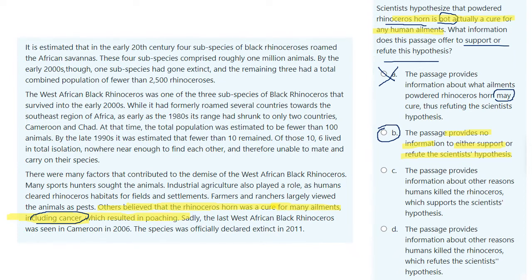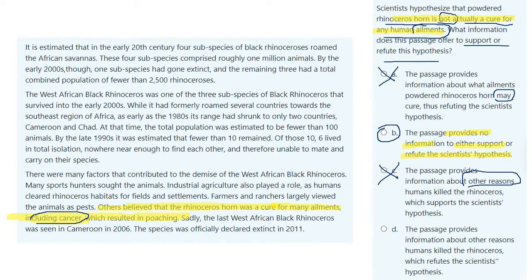C, the passage provides information about other reasons that humans killed the rhino. Well, other reasons are not about the cure for human ailments. Ailments means diseases. So C is not correct. D, the passage provides information about other reasons that humans killed the rhino.